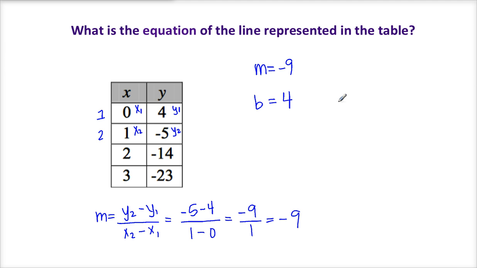Now plug in m and b into the slope-intercept equation, and we get y = -9x + 4. That's the equation of the line represented in this table. Okay, go ahead and move on to your assignment and see how you do.